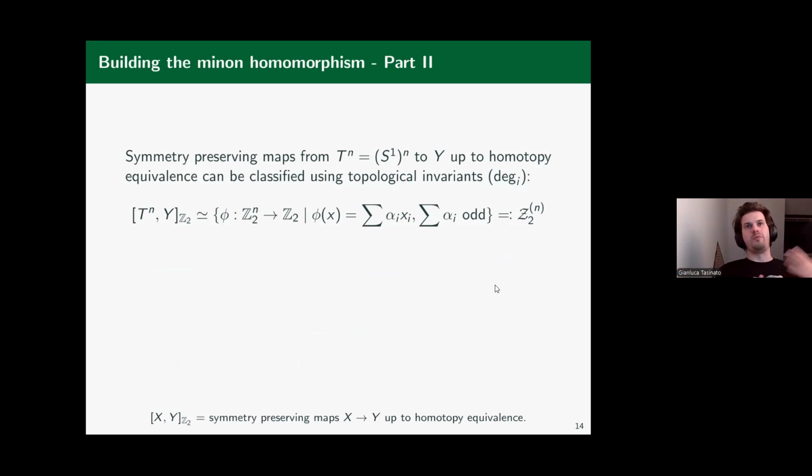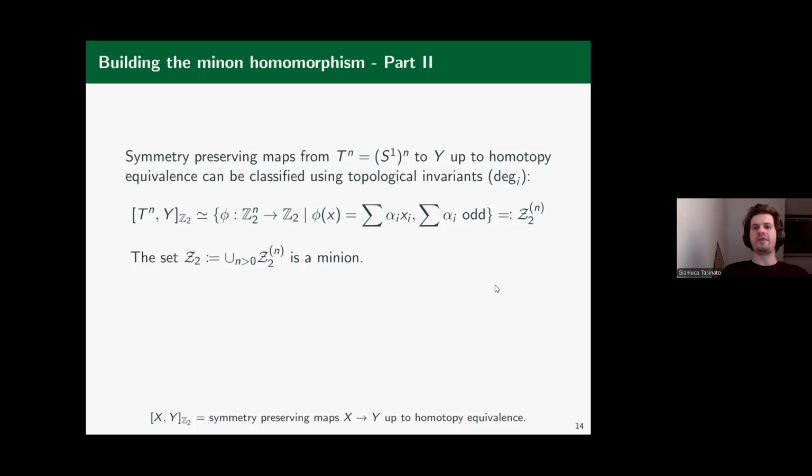Symmetry-preserving maps from the torus to Y, up to homotopy, can be classified using suitably defined topological invariants that we call the degrees along the ith coordinates. The definition is not important. The key observation is that any map from the torus Tn to Y corresponds to one linear map from Z^n to Z that has this odd condition. We call such a collection of linear maps from Z^n to Z that has this odd property Z2, and this is a minion.